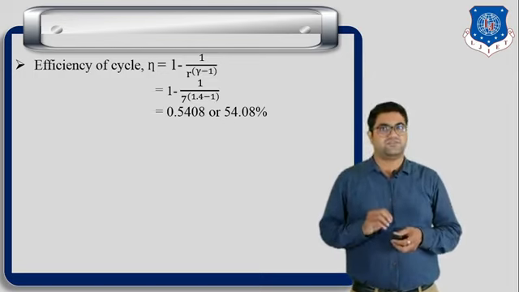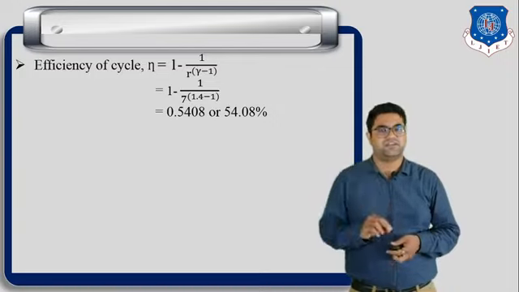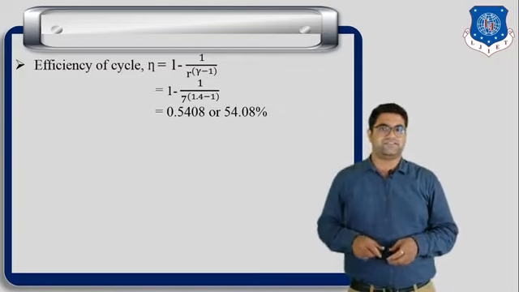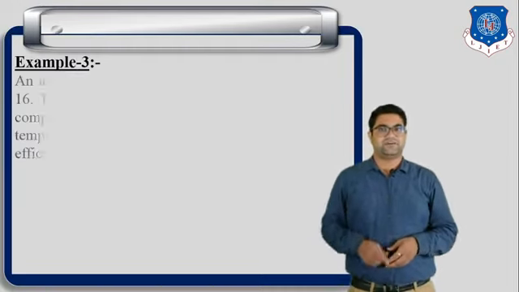So in this example we have found the value of compression ratio, that is equal to 7, the value of maximum to minimum pressure ratio, and the value of efficiency. Okay, now let us move on to example number 3.